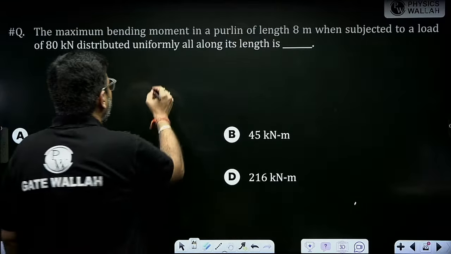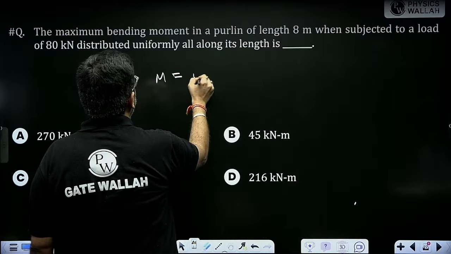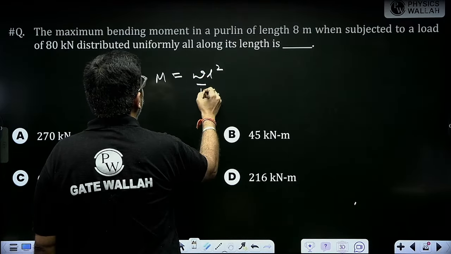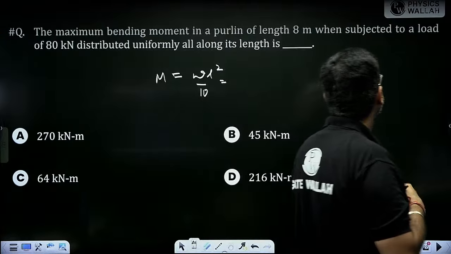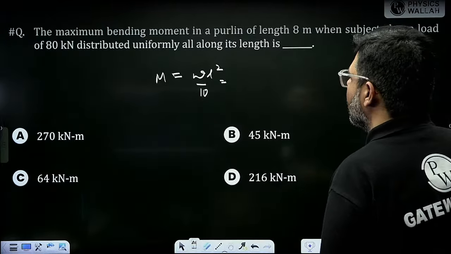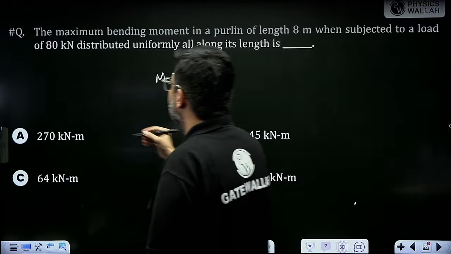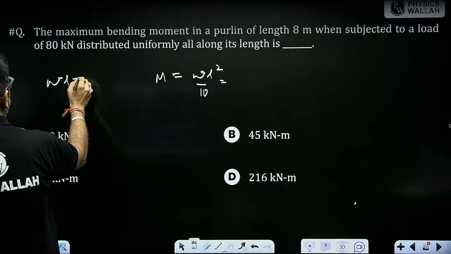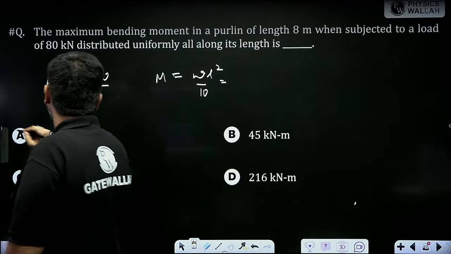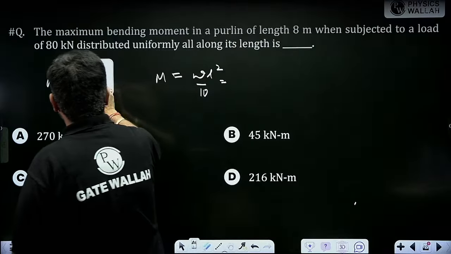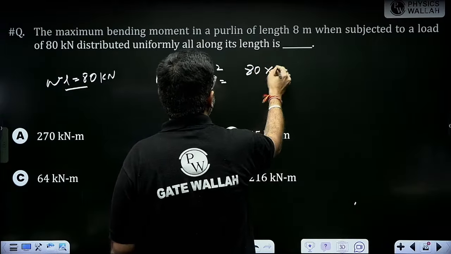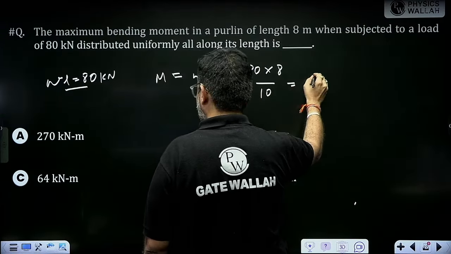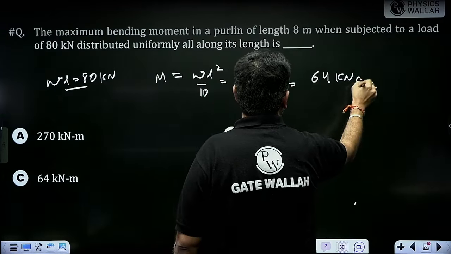Maximum bending moment is WL square by 10. UDL is how much? W into L is 80 kilonewton. So just substitute it here. So 80 into length 8 by 10. That is 64 is the correct answer.